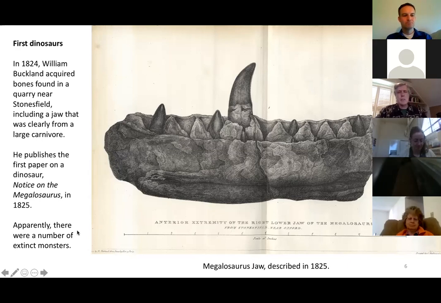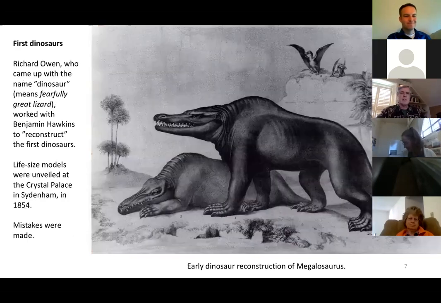Anyway, dinosaurs became quite the thing. Even Dickens got in on it. If you read the opening lines of Bleak House, you'll see that he refers to the Megalosaurus, and everybody was talking about dinosaurs.